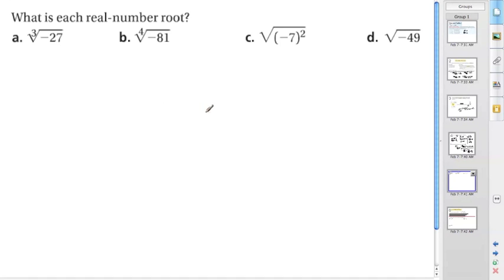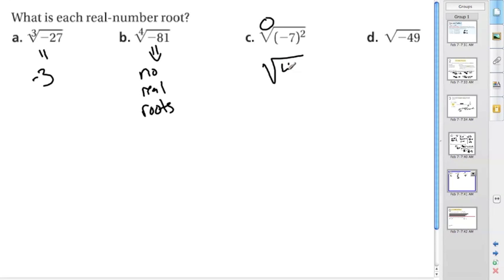So we can do what is each real number root. For the third root, you just use your calculator and you're going to get negative 3. The fourth root of a negative number is going to be no real roots. And then this becomes the square root. Remember, when there's nothing there, it means square, so it's really the square root of 49, which is plus or minus 7. And then the square root of negative 49 is no real solutions, or no real roots.